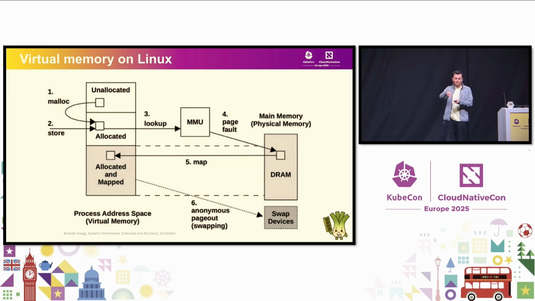It will talk to this MMU thingy, which is the memory management unit. And if the memory is not actually backed by some physical memory, it will do something that we call a page fault. And it will ask the MMU to map this virtual memory into some actual physical memory. So at this stage, like the fifth point, your memory will be allocated and mapped. At this moment, it will take some space on the physical memory.